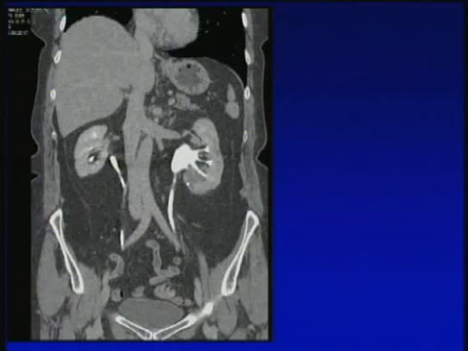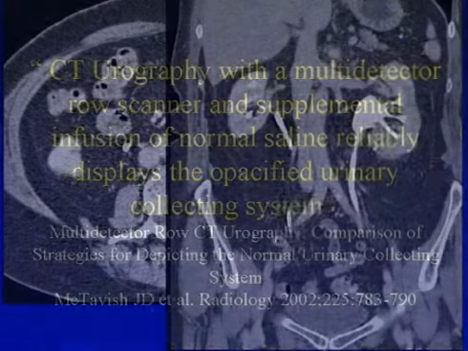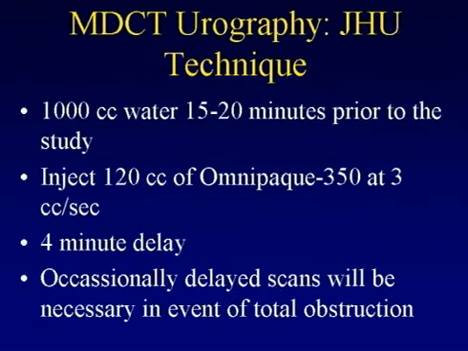You can see nicely here the display with the cutoff of the lower pole calyx. And here it is coned down. Here it is axial on the excretory phase. And then you look at that in 3D maps. Now, there have been a number of articles looking at how we should do CT urography. Some people use compression. Some people give Lasix. There are many ways of doing it.